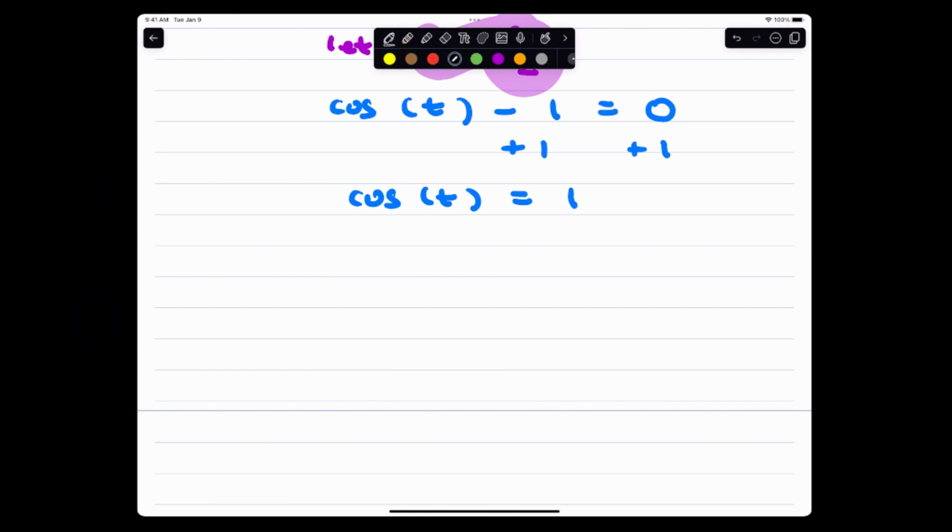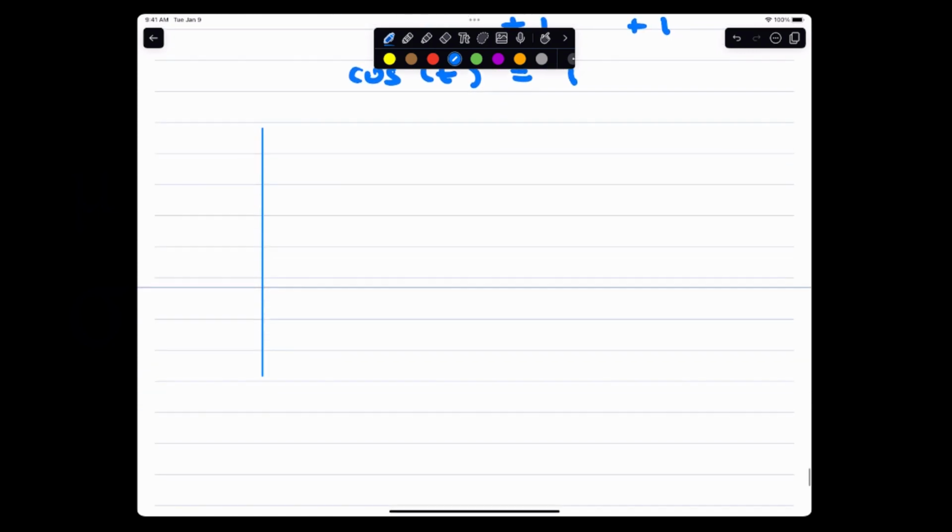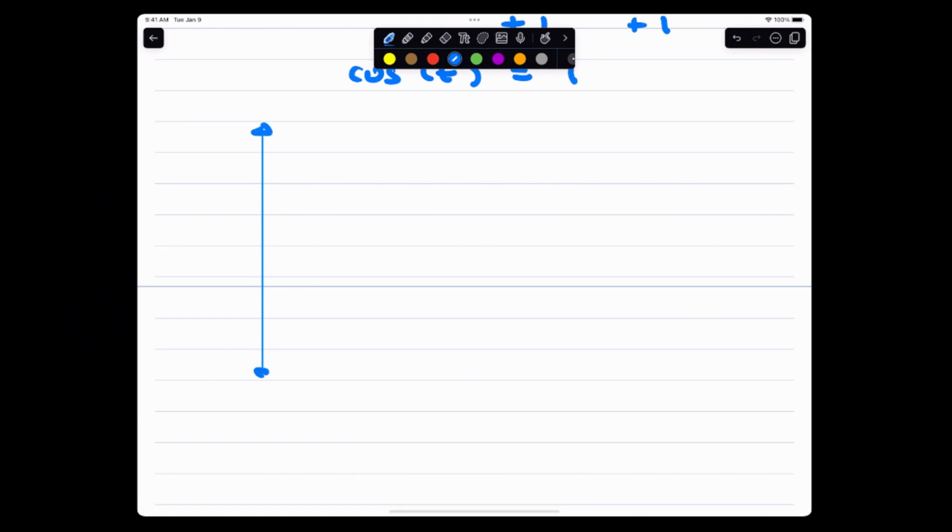If cosine t is 1, do you guys remember? What does t have to be? Anybody remember graphing cosine? Do you guys remember graphing cosine? I know I do. 1, what else? -1.